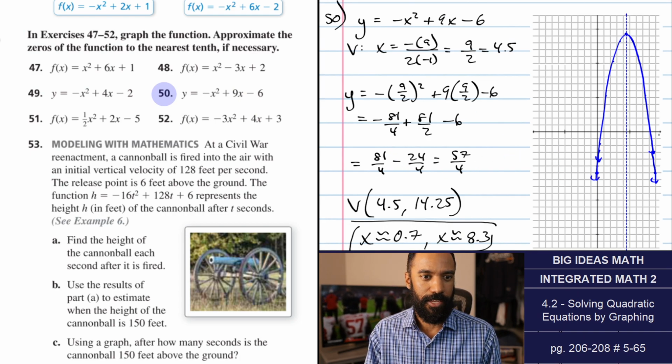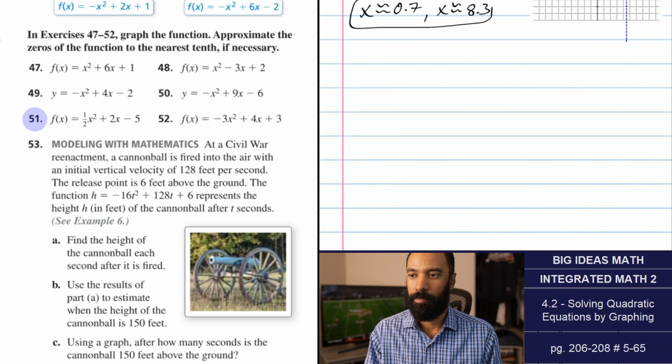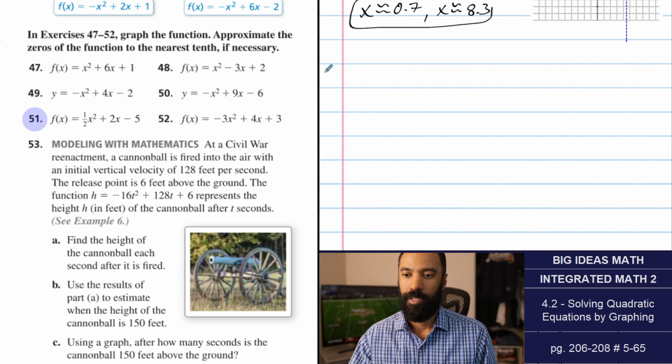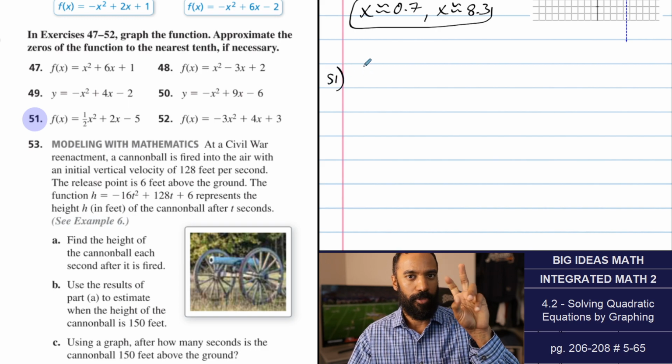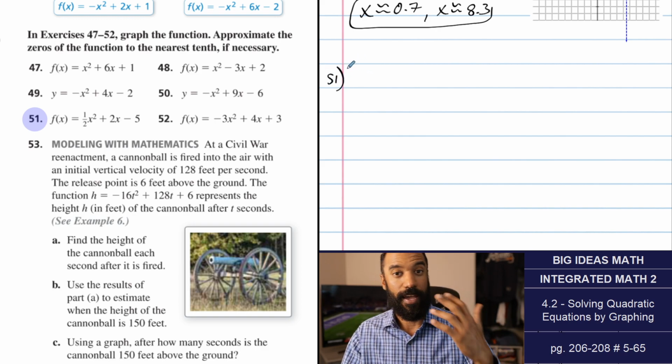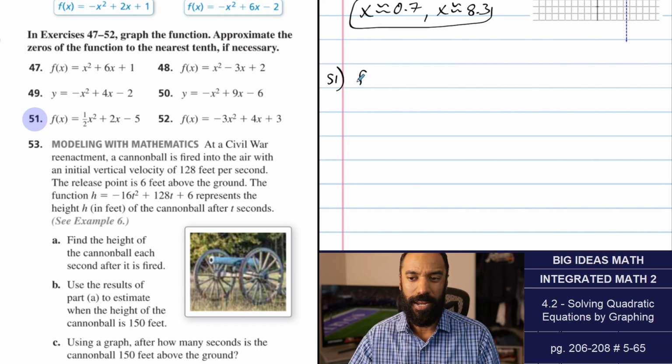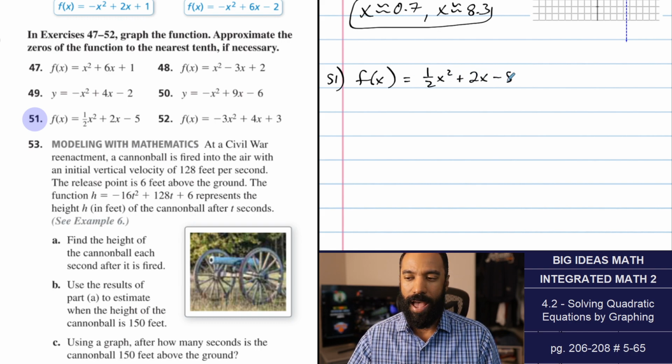All right, two more of these. Number 51. F of x equals 1/2 x squared plus 2x minus 5. Now, I don't know if this is factorable or not because I don't have this thing in its factored form. I could factor the 1/2 out and see what goes on. It doesn't sound like it factors to me, but I can still go ahead and try and graph this.